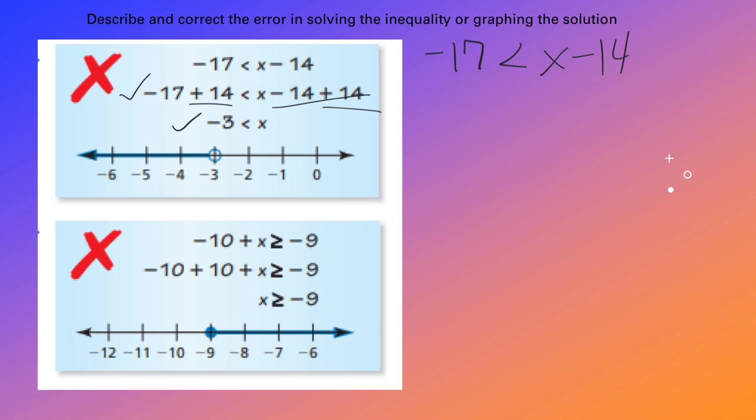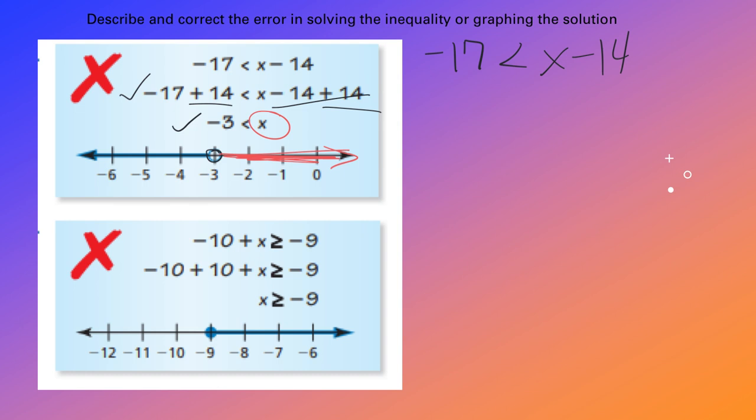Let's look at the graphing. Is it going to be open or closed? It is open, and at negative 3. But what did they do? They shaded to the left. Is that correct? No. It needs to go right. Remember what we established yesterday: if your variable is on the right-hand side, you go opposite of where the arrow is pointing, correct? So that is where they made their mistake in the graphing. The actual computation of the inequality is correct, but the graphing is incorrect.